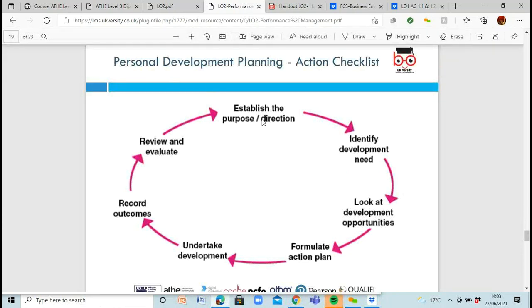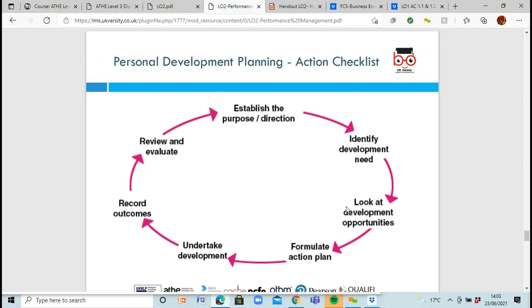And again, establish the purpose: find out what you want to do and why you want to do it. Identify the needs: what is it you need? Look at the different opportunities you've got. Sort out an action plan: how are you going to do it? Start doing the developments or the training or the courses. Put down your outcomes. How is it going? Did you do well? Did you achieve it? Was it completed? And then review and evaluate. Look back and think about how all of this went. Was it good for you? Was it bad for you? And did it help you achieve what you wanted to achieve?